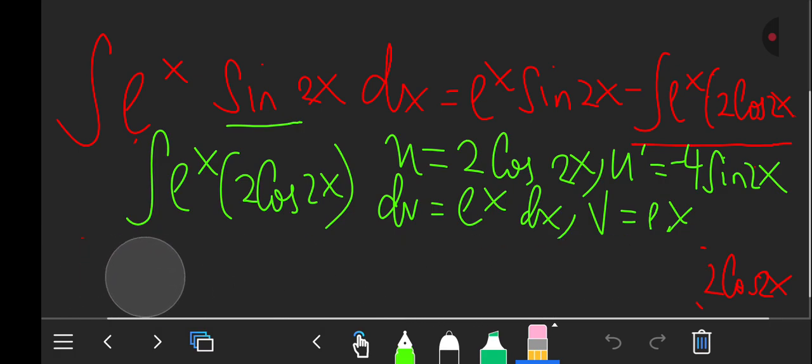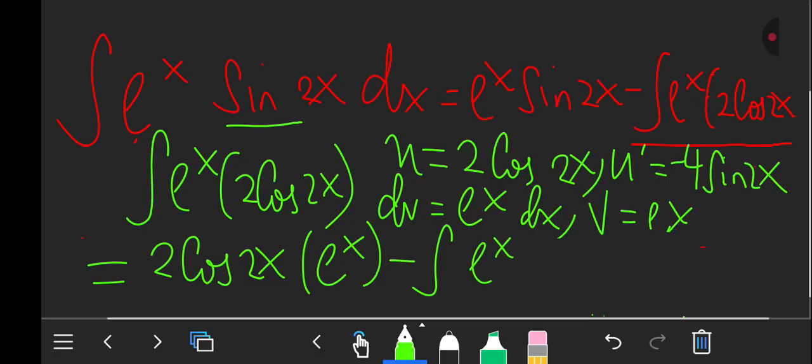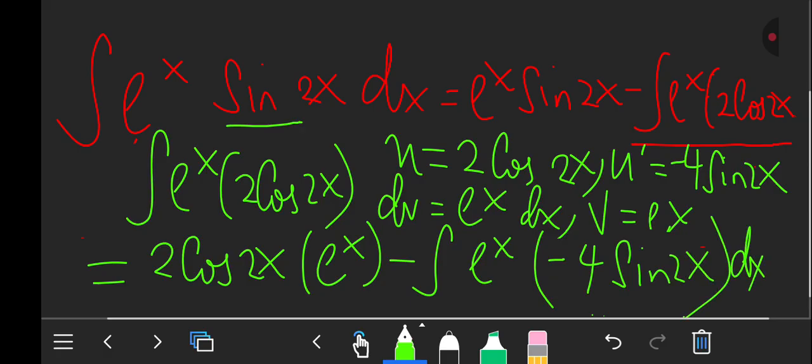I can now substitute. So this will be equal to, what is our u? Our u is 2 cos 2x. Then what is our v? Our v is e to the power x. Then our du, meaning the function which we have differentiated, is negative 4 sine 2x, then dx.